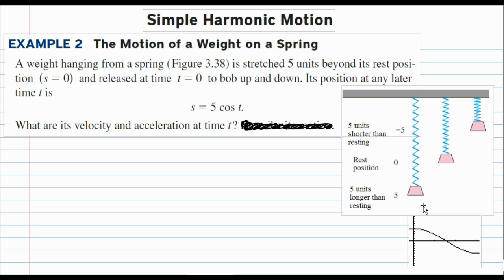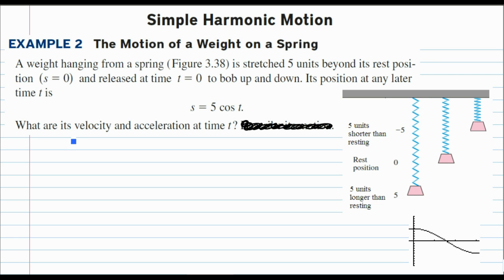Its position at any later time t is this. Now I want you to understand what the position of this spring means. It is not the position of the weight. It is the position of the spring, because look how the weight gets higher, but the graph gets lower on y equals 5 cosine of t. What's happening is the weight on the spring is causing the spring to be 5 units longer than its resting position, so the position of the spring is 5 units longer. Then resting, then 5 units shorter. So we're talking about the length of the spring, but they're calling it position.